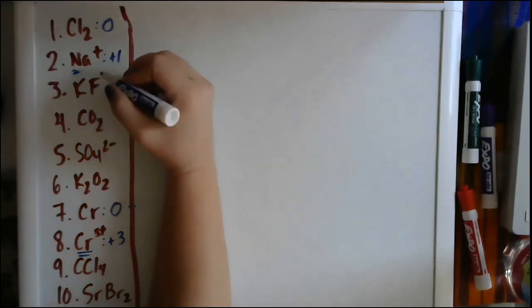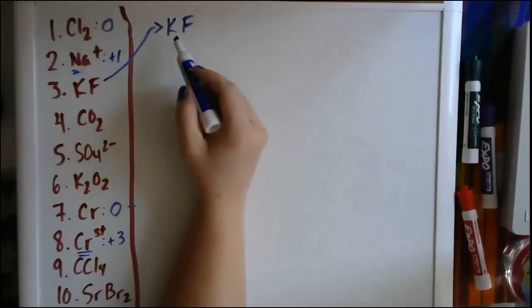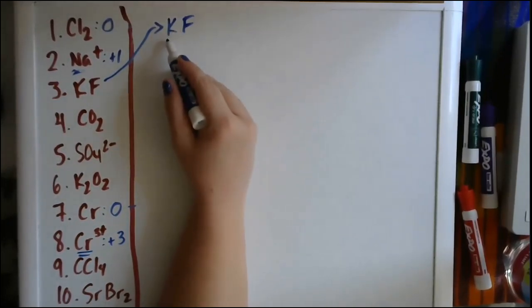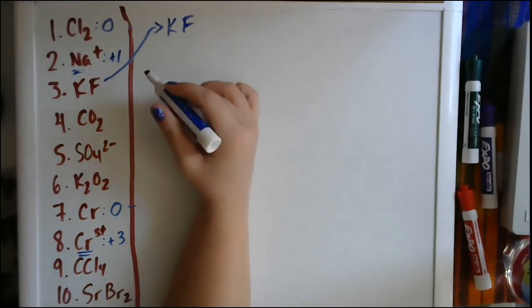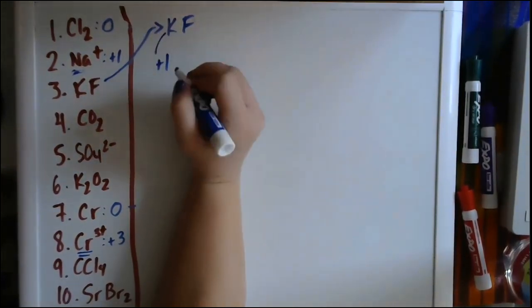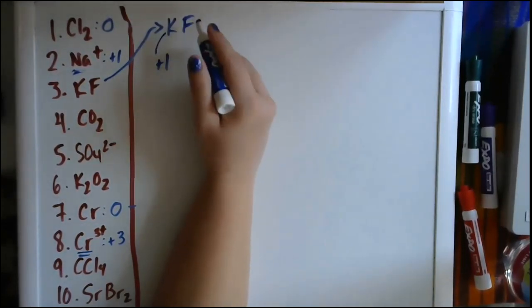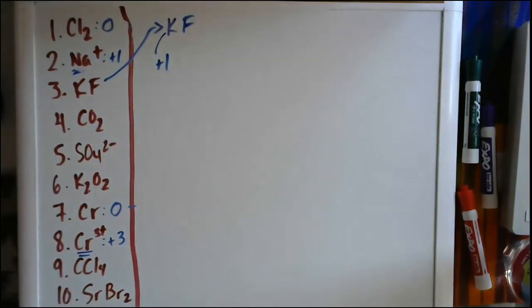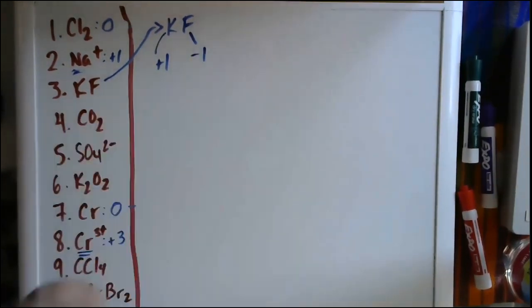So now we will look at KF. Out of these 2 atoms, potassium falls first on our list of oxidation state rules. It's a group 1 metal, so it has a +1 oxidation state. We know that the overall oxidation state of KF has to be 0 when we add up the oxidation numbers of both components because it's neutral. That means that the oxidation state of fluorine has to be -1.